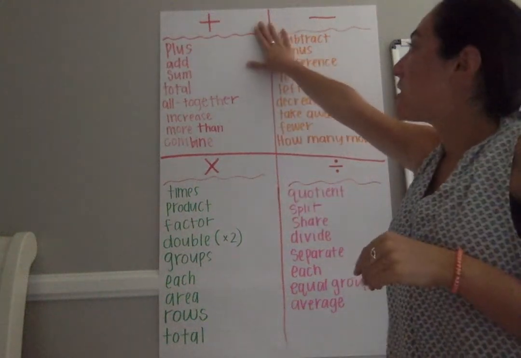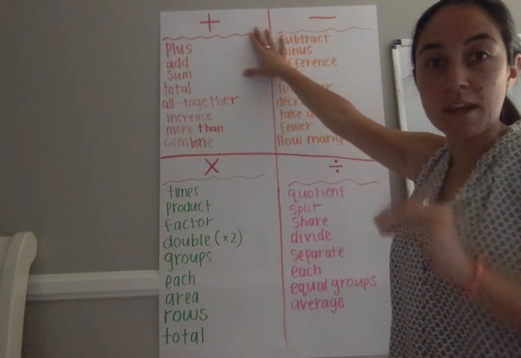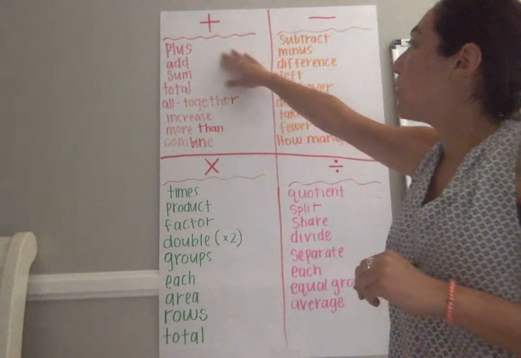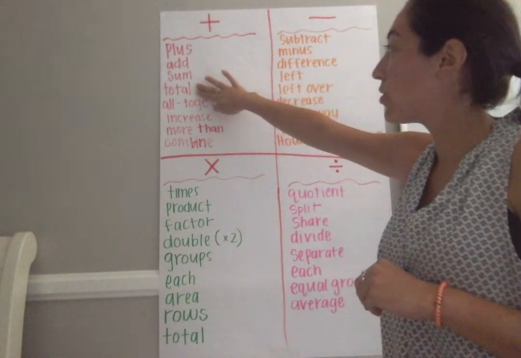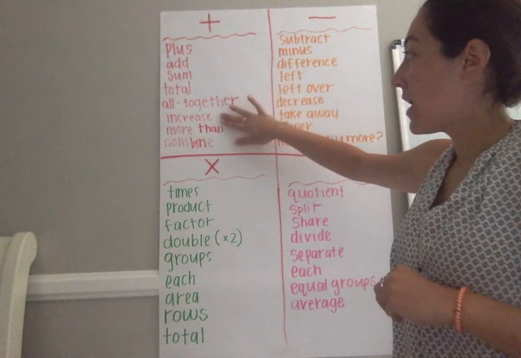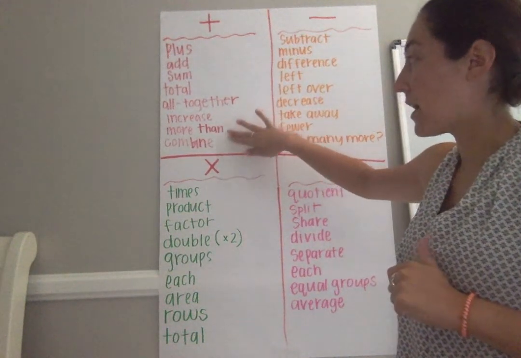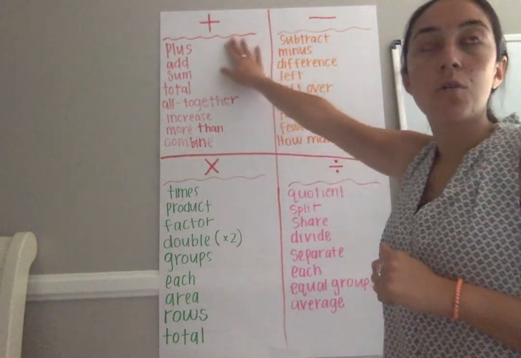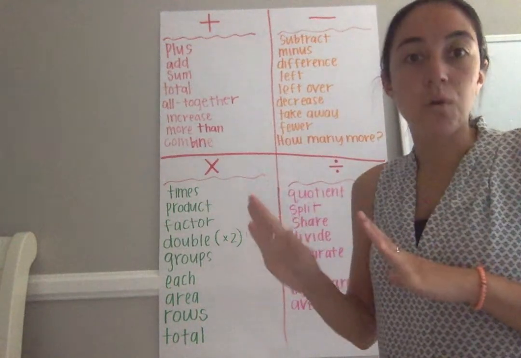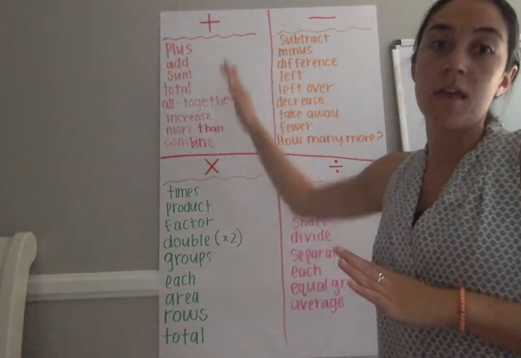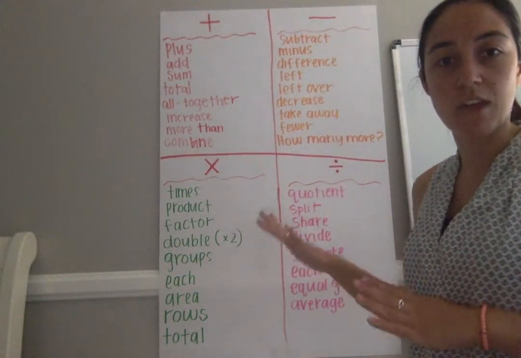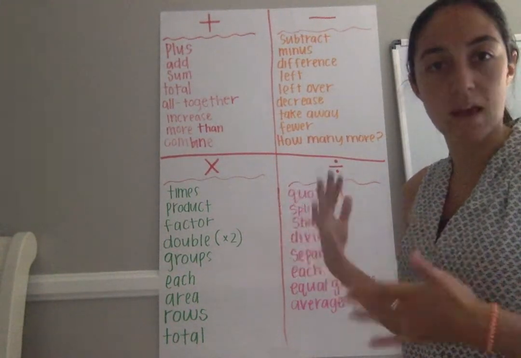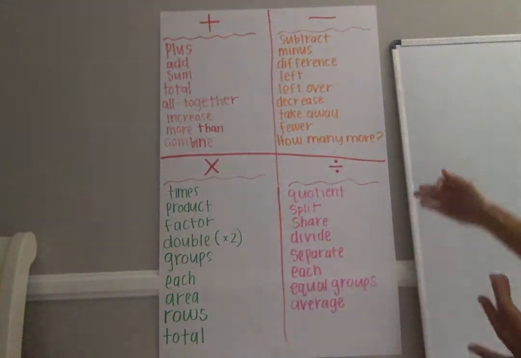So for addition, there are some words that tell us that we need to add. Those words are plus, add, sum, total, altogether, increase, more than, and combine. Just like in my classroom at school, I have a word wall for math. Those same words are what I'm putting here for you to look at so that when you're doing the word problems, they come more easily to you.